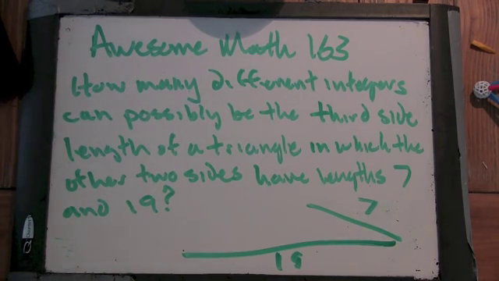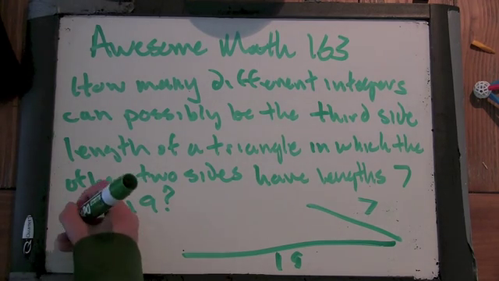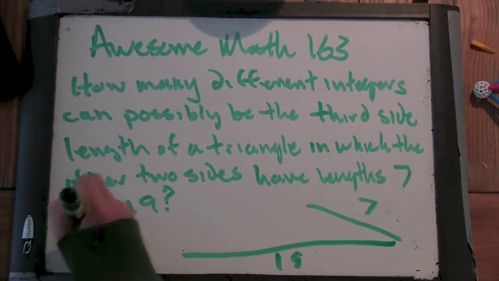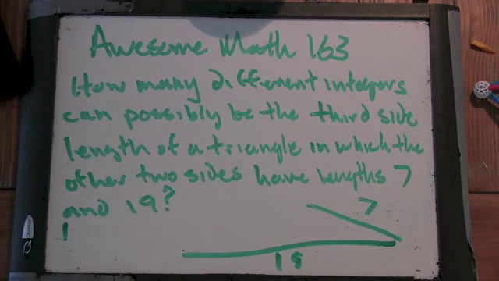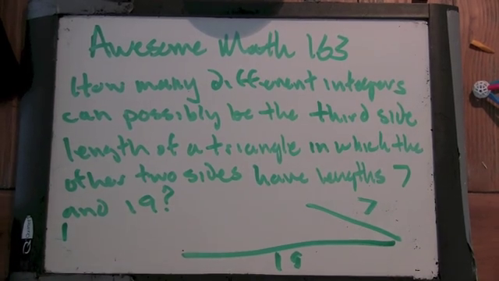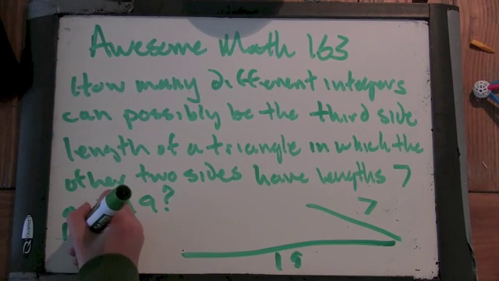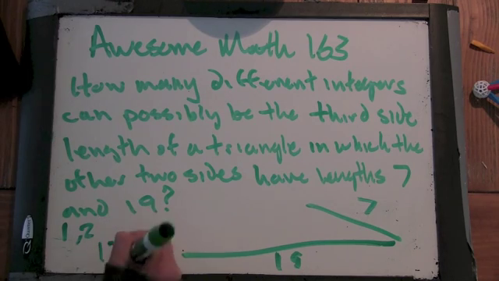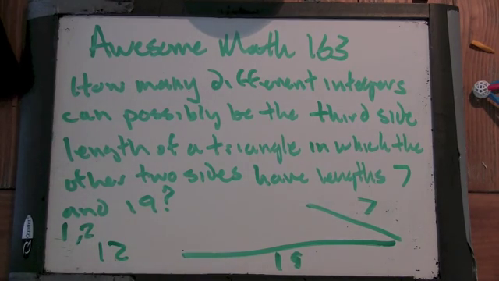We can just make a list of how many work. 1 doesn't work because 7 plus 1 is 8. And 2 doesn't work because 7 plus 2 is 9. So the first one that will work, I think, is going to be 12, because 7 and 12 add up to 19.